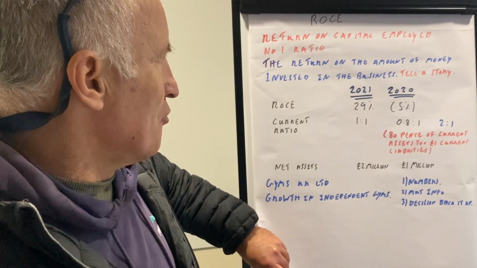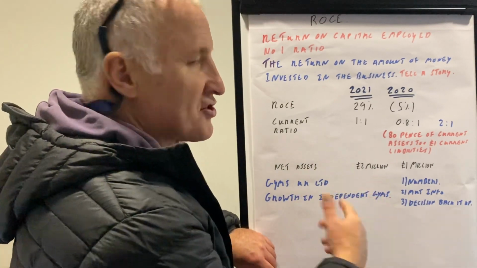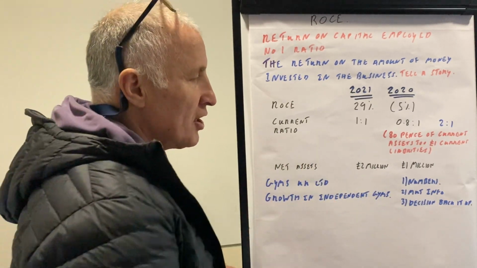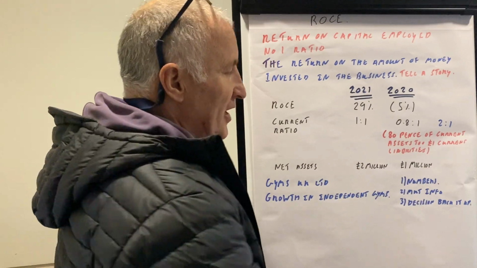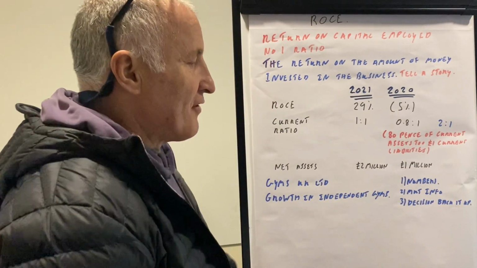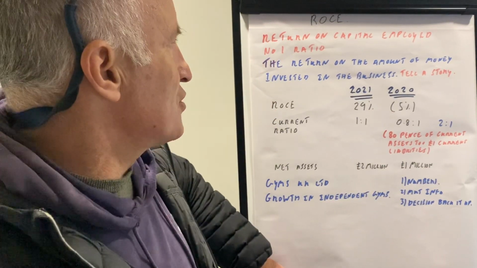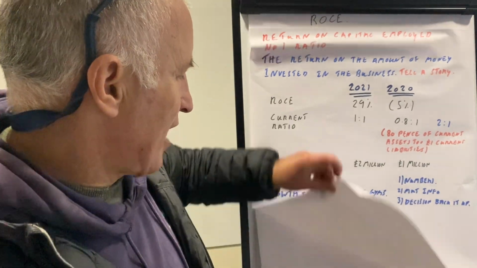Okay, so all these numbers here will tell us a story. When you get a 20 mark question on here, you go through the numbers, then you use the market information, and then you make a definite decision on the 20 marker. Okay, return on capital employed.